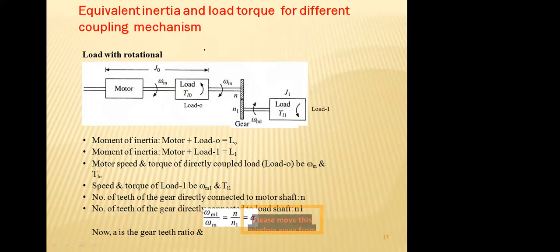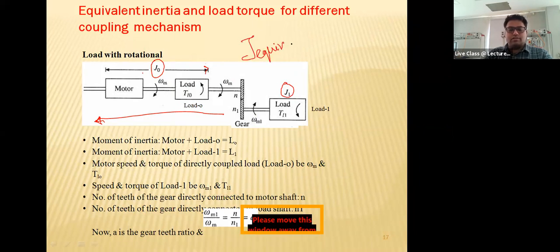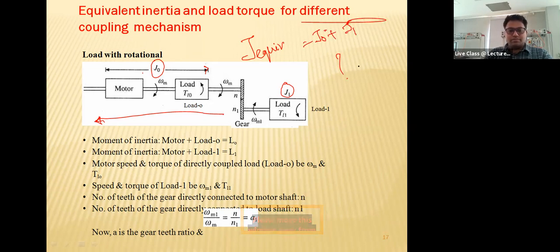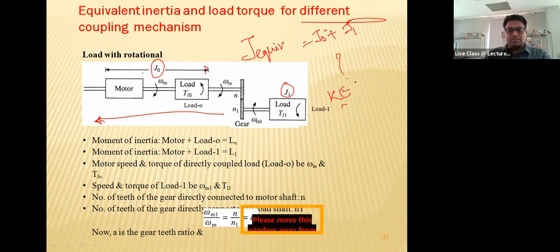The total moment of inertia on the left side of the gear is J naught, and the moment of inertia of the load is J1. So we have to calculate the equivalent moment of inertia. Now this cannot be simply J naught plus J1, because both of them are rotating at different speeds. So what we need is to make the equivalence of the kinetic energies.